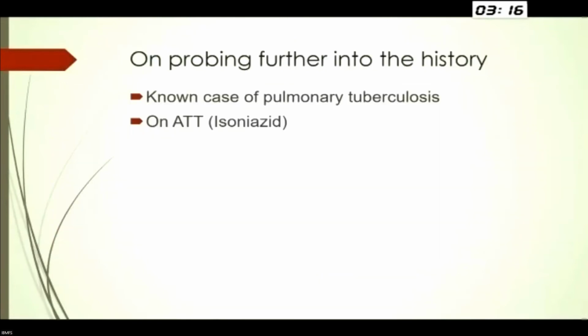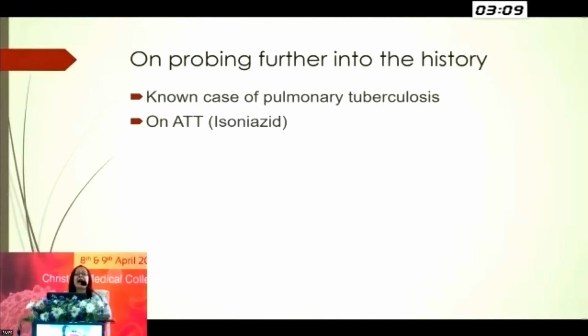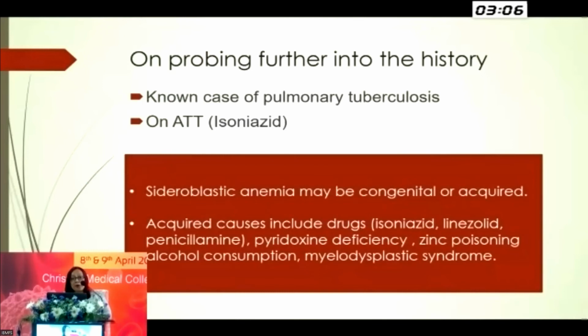But again, on probing further into the history, this was a known case of pulmonary tuberculosis, on long-term treatment with isoniazid. So it is very important to understand that sideroblastic anemias could be congenital or acquired. And acquired causes of ring sideroblasts are quite common, which include drugs like isoniazid, linezolid, penicillamine, pyridoxine deficiency, zinc poisoning, or alcohol consumption. So these conditions must be excluded before jumping to the diagnosis of MDS.